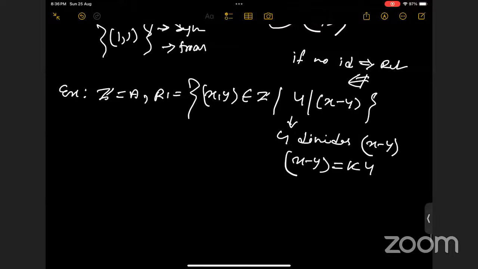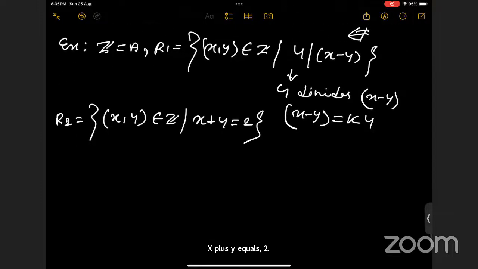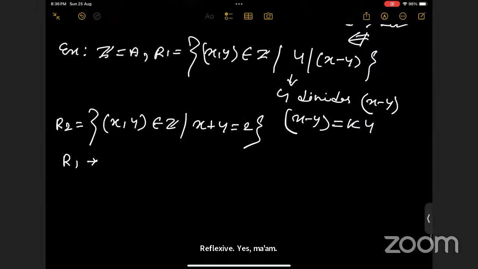Yes, ma'am. This is our first relation. This is our second relation: R2 equals {(x,y) belongs to Z×Z such that x+y=2}. So whether R1 is an equivalence relation? No, ma'am, it can't be because R1 can never be reflexive. Why? If we take the reflexive, then 0 in the denominator. Divides 4, no?